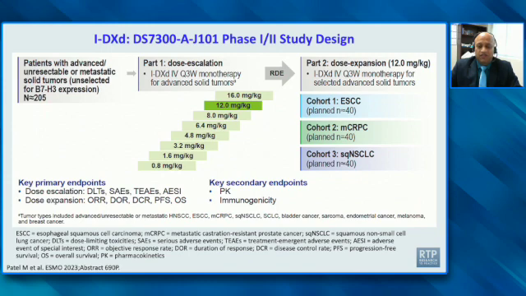studied in certain populations. As you can see here, there were 3 particular cohorts in the dose expansion phase: squamous esophageal cancer, metastatic castration-resistant prostate cancer, as well as squamous non-small cell lung cancer. In terms of primary endpoints in dose escalation, they were DLTs, of course, treatment-related adverse events and adverse events of special interest, and in the dose expansion, overall response rate, duration of response, progression-free survival, and overall survival were followed.